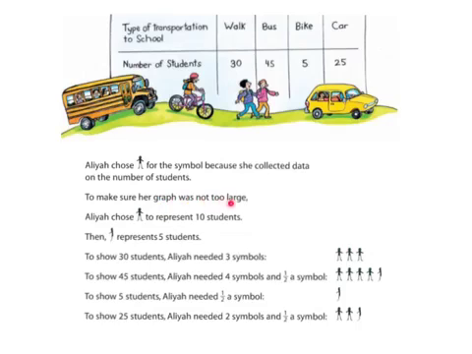To make sure her graph isn't too large, she chose one person to be 10 students because she has a fairly large number here, 45. So you certainly wouldn't want to do a one-to-one correspondence, which means you're drawing over 45 little people for the number of students that rode the bus. So a 10-to-1 correspondence is what she's chosen, which then means, of course, a half a person is going to be 5 students. This is a really good choice because we can see here that all of our numbers are multiples of 5. So 5 times 1, 5 times 6, 5 times 9, and so on.